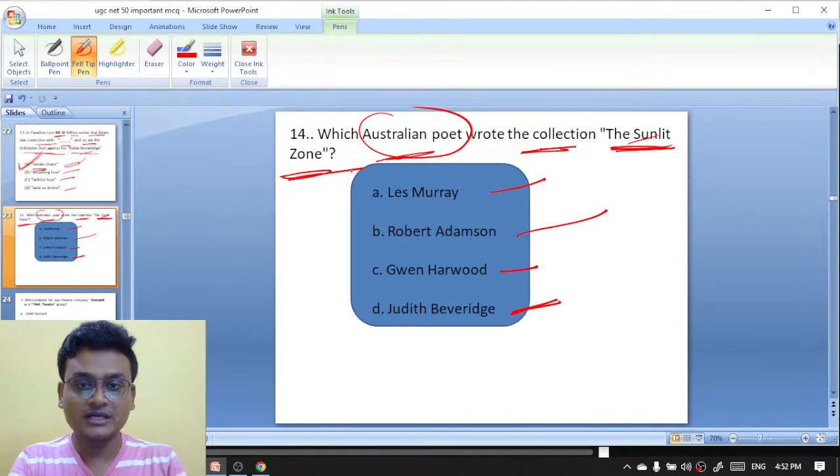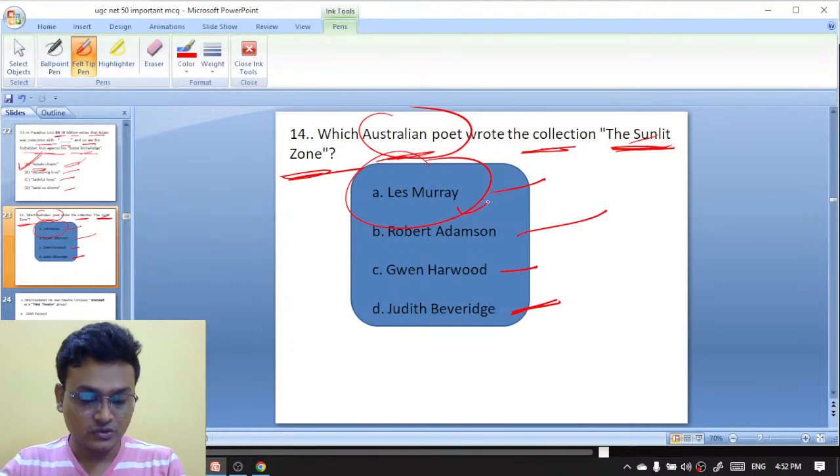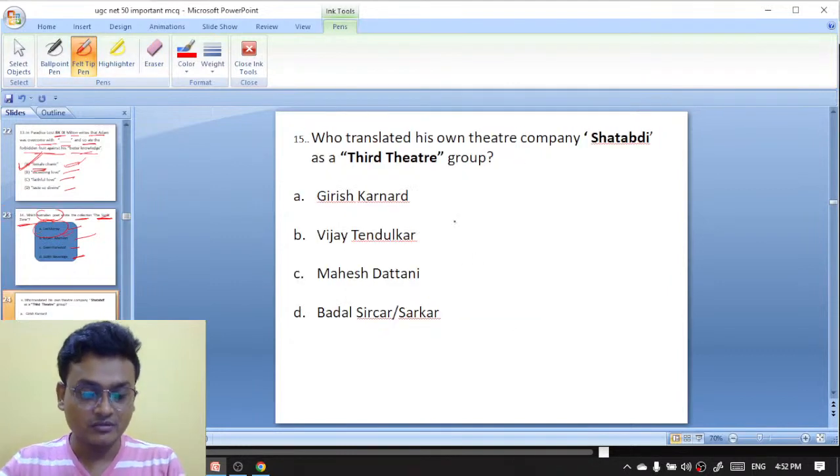Which Australian poet wrote the collection The Sunlit Zone? It is actually Les Murray. Les Murray has written The Sunlit Zone. Moving on to question number 15.